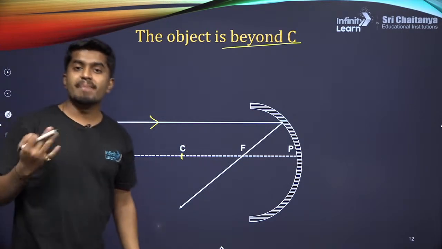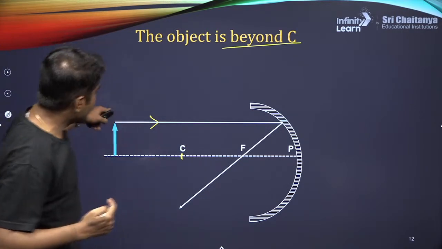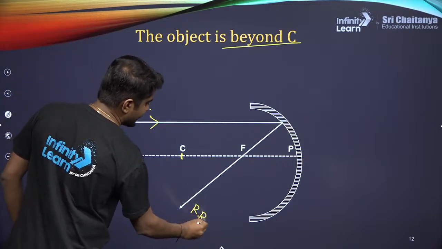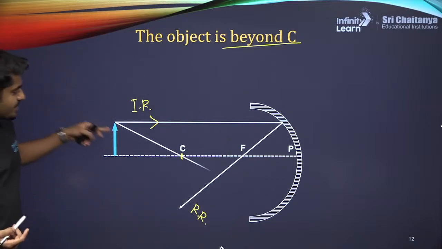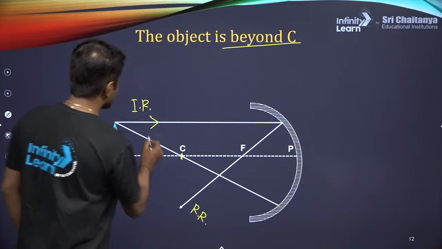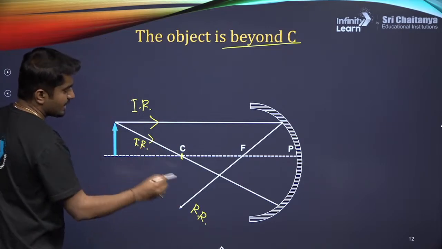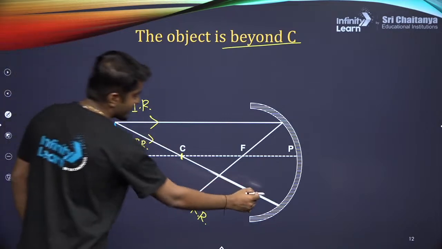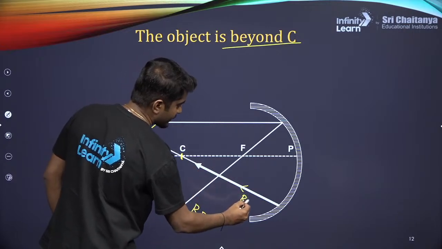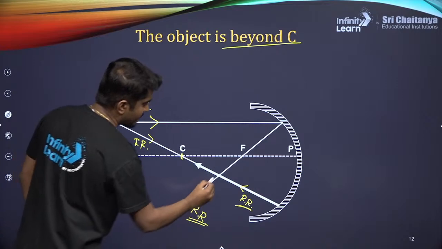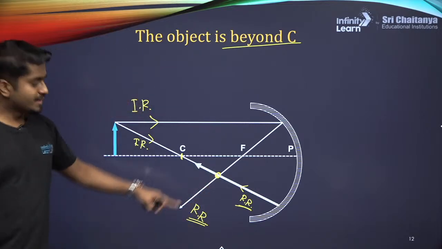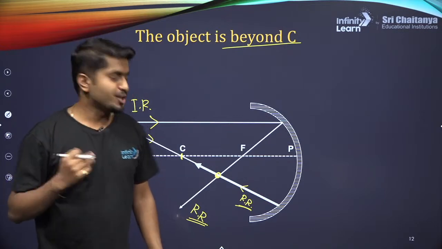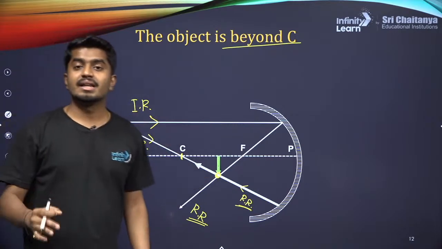Now to get the image, we need two rays. There is the first incident ray and the reflected ray. So we need another ray. Let's consider this ray which is passing through the center of curvature. There is a second incident ray. Now it is passing through the center, so it will retrace backwards. There is a reflected ray. Now these two reflected rays meet at this point. These reflected rays actually meet. So whenever they actually meet, you will get the real image. So this is going to be the real image.